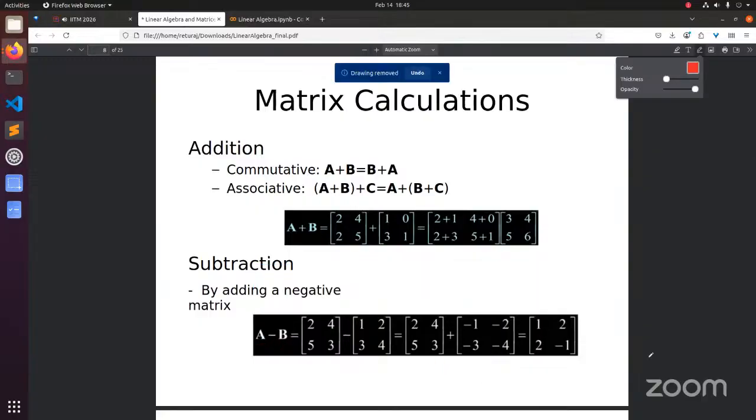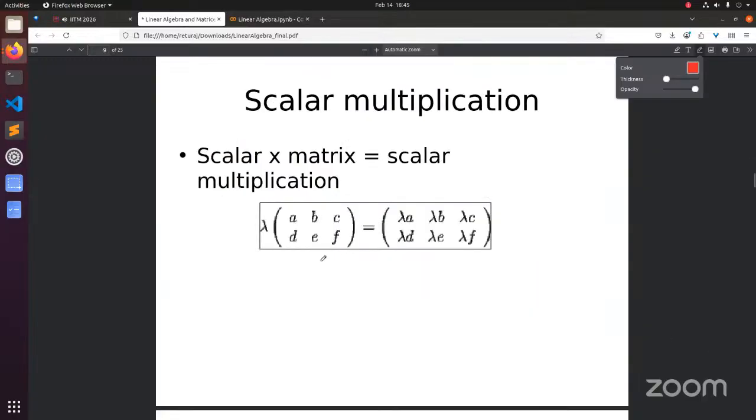Okay, so let's move on, I think we have a lot more things to talk about. Now scalar multiplication. We have this matrix M, and when you multiply by lambda, it simply means that you take this scalar value. Lambda is some scalar, some constant, and when you multiply, it will just simply go inside everything.